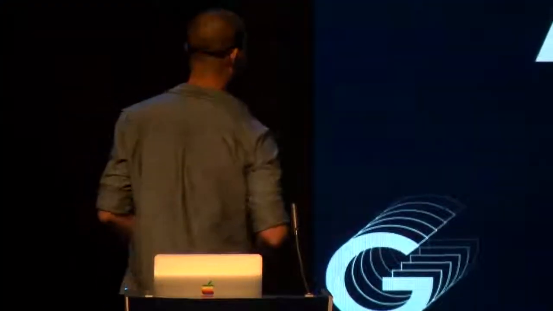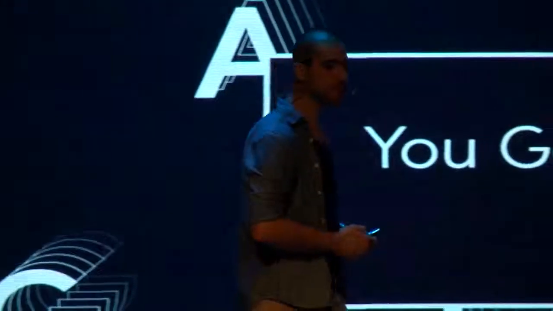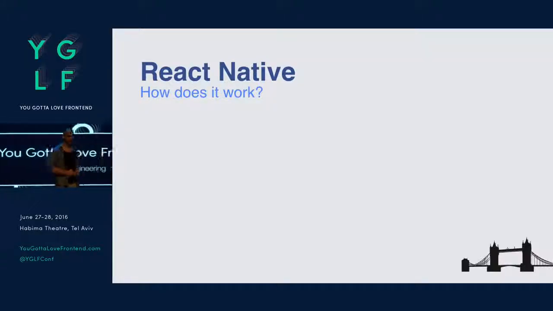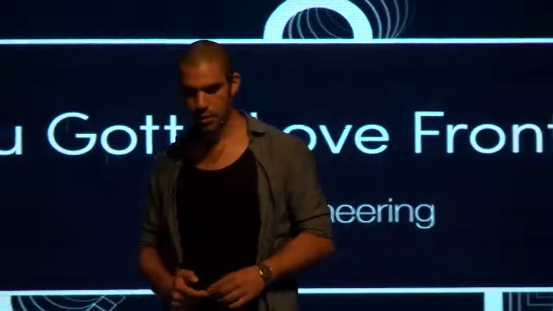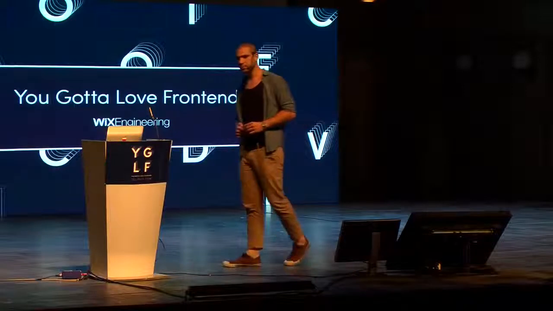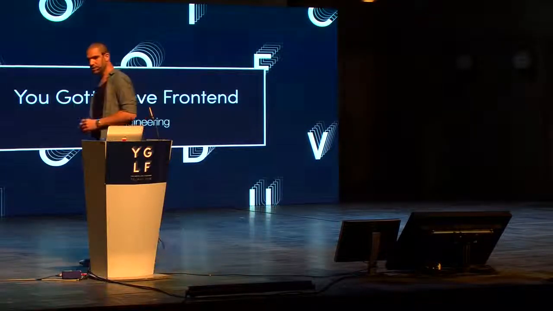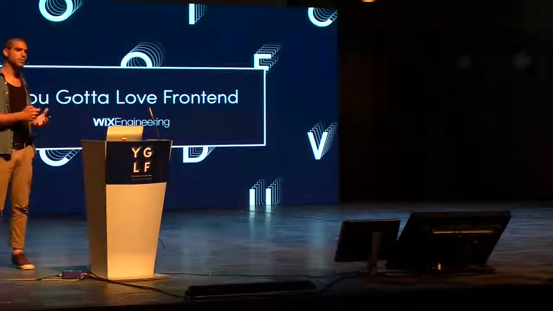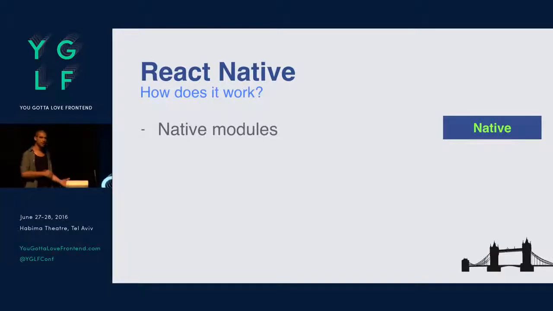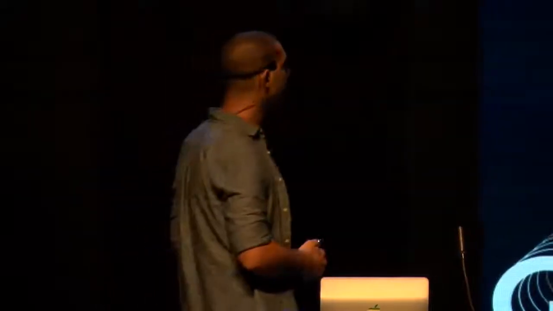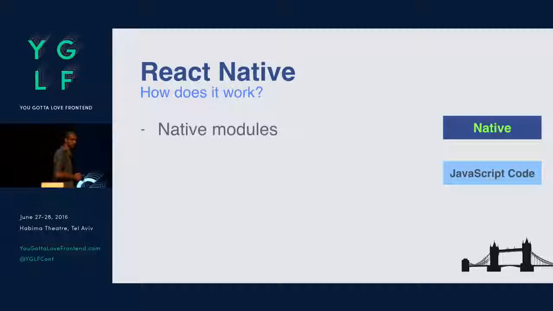So this was the F8 app, but React Native is also being used in other Facebook apps like Groups, Ads Manager for Android, and even in our main Facebook app. So how does it work? Quite simple. React Native contains native modules that are written in the platform's native language, Objective-C for iOS, Java for Android, etc. You write your JavaScript code.